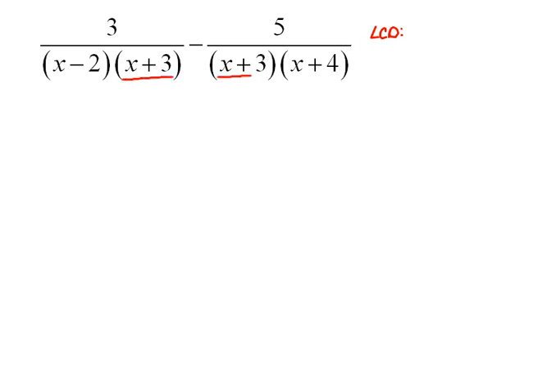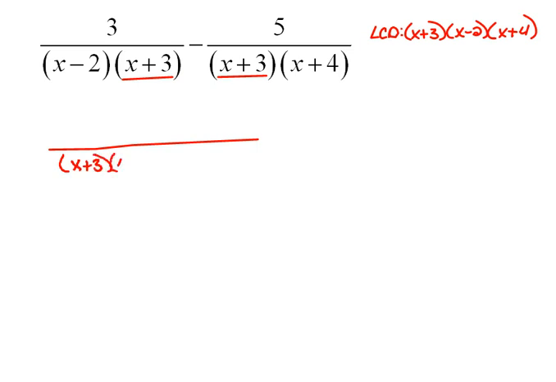We need to take what they have in common, which would be the x plus 3, and then we also have to account for everything else. So we have an x minus 2, and we also have an x plus 4. Now here is the kind of shortcut. Rather than rewriting both of these fractions over that common denominator, eventually we're going to be writing it over a single common denominator. So let's just do that now, and we'll save that step.